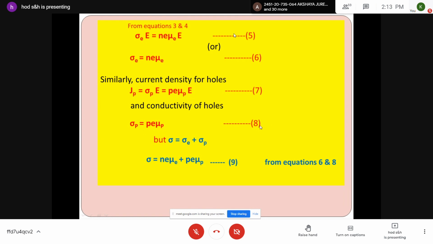This is equation 8. So the total conductivity is the conductivity due to electrons and the conductivity due to holes. So it is a sum of these two. So sigma is equal to sigma E plus sigma P. Therefore, sigma is equal to Ne mu E plus Pe mu P, from equations 6 and 8. We take the screenshot of this.